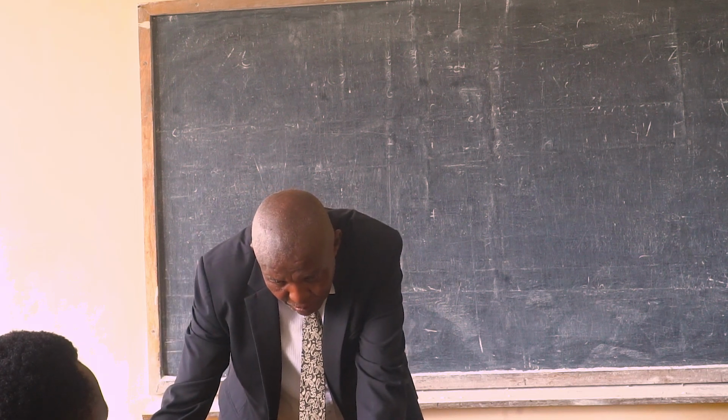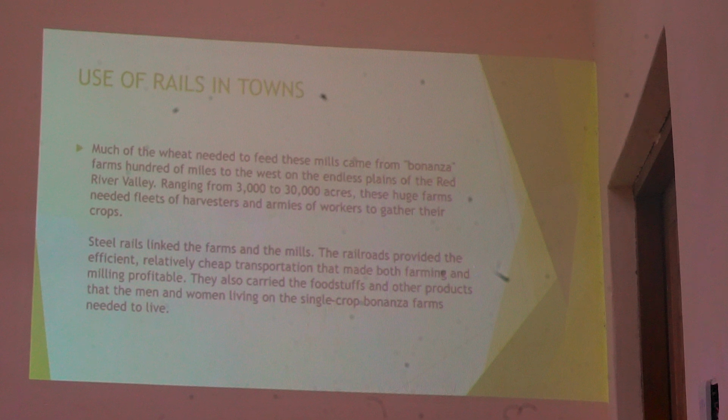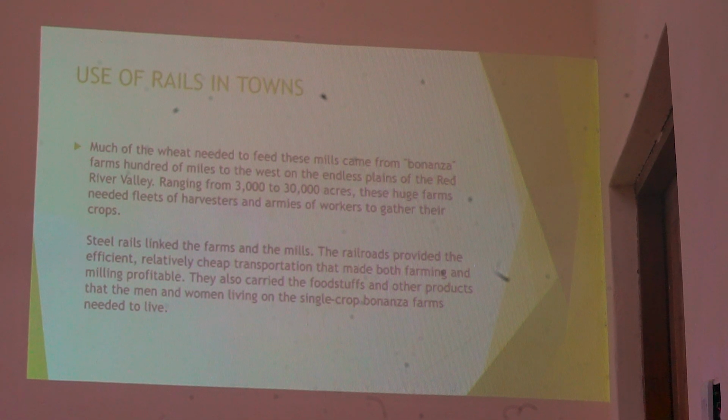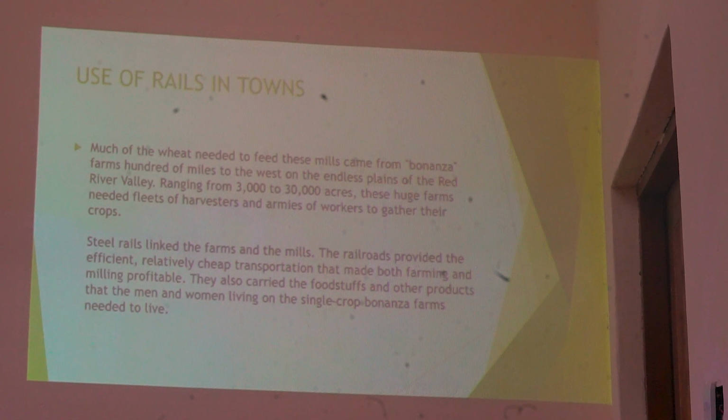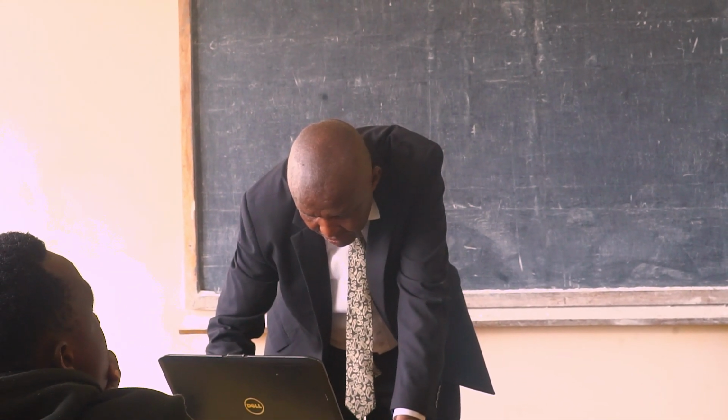Use of rails in towns. Much of the wheat needed to feed these mills can come from Bonanza Farm. Oh, this is not very important, but rails are used in towns.